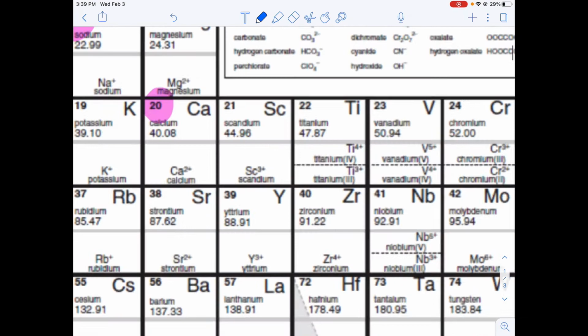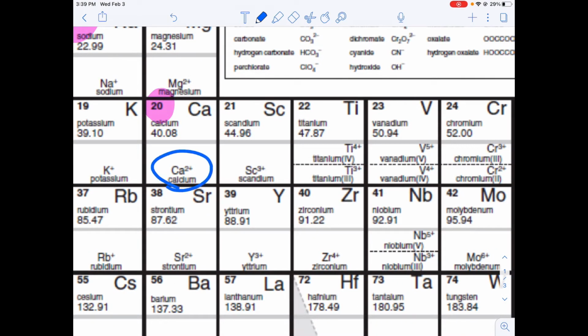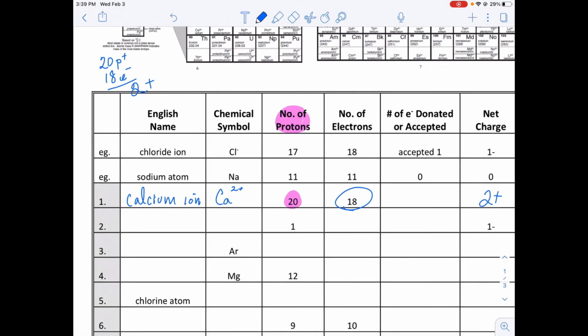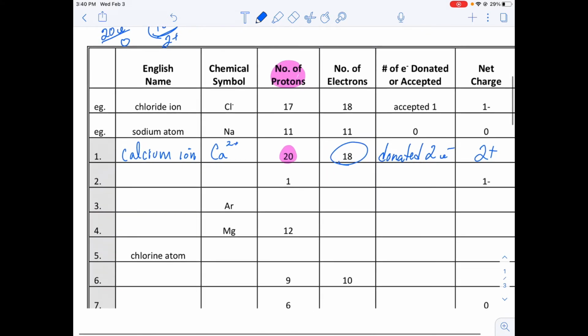Now the name for calcium ion is listed here along with its charge. Now, if it was an atom, atoms have 0 charge. So it would also have 20 electrons. But the calcium ion had the 20 protons, and it only had 18 electrons to give it a 2 positive charge. So it must have donated 2 electrons, right? It had to give those away to get that positive charge.